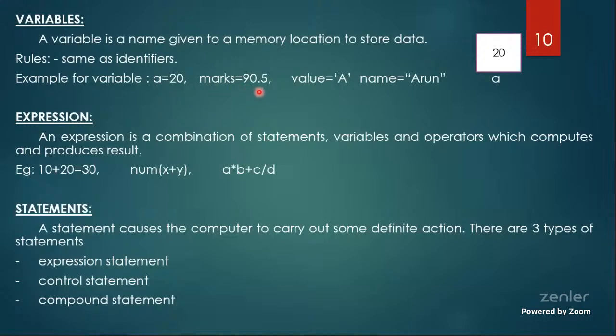Marks is equal to 90.5. Value is equal to A. Name is equal to Arun. So these are some of the examples for variables. Clear? Okay. So these are some examples for variables.